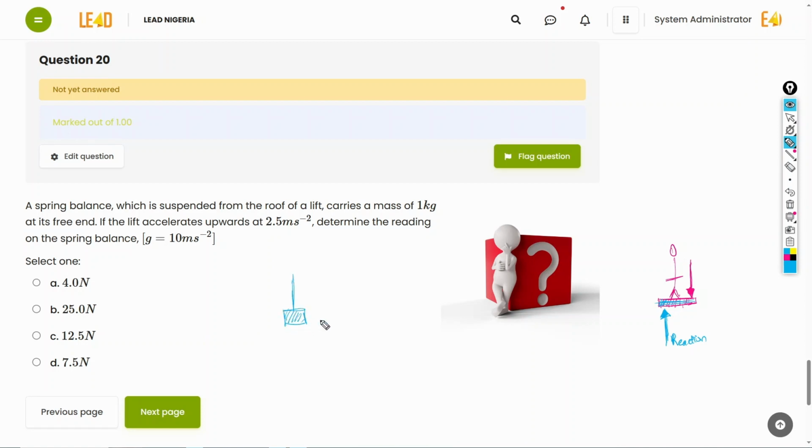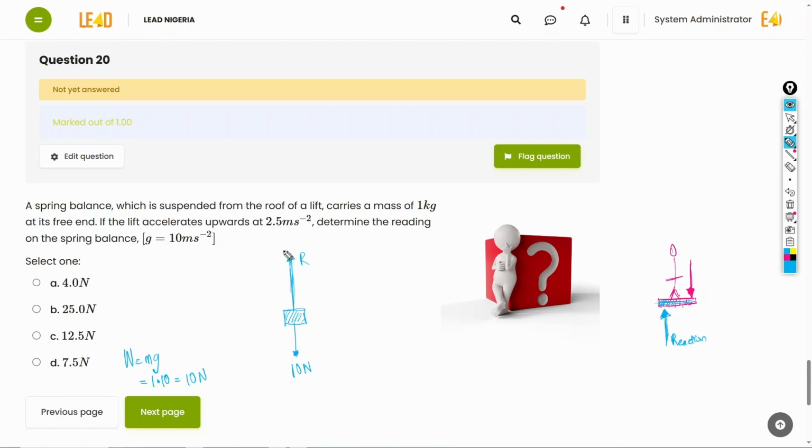So let me just draw it this way. We have a mass of 1 kg. What's the force? The weight is mg, right? So that will be 1 times 10, which is 10 newtons. So this has a weight of 10 newtons downwards. But then what's the reaction? All right. What's the reaction, which is what the scale will read? That's R. We do not know.